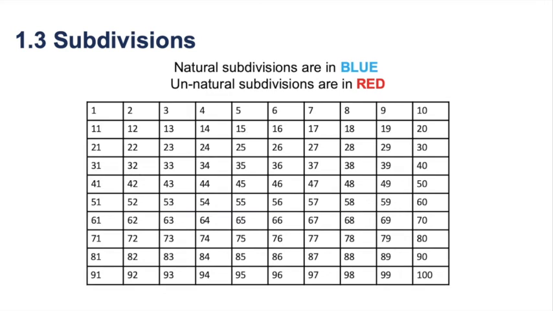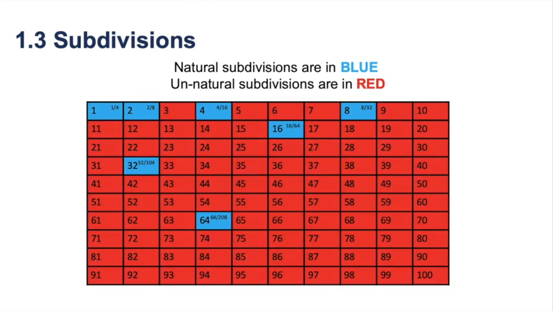Here we have a table with 1 to 100. Can you guess which numbers are the natural and unnatural subdivisions per beat in a bar of 4/4? The natural subdivisions are now in blue. Now we can see all of the unnatural subdivisions in red. It turns out that there are many more rhythmic possibilities available to us than the ones that are permitted by the time signature.